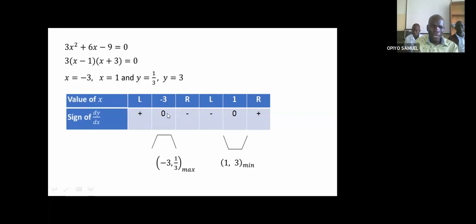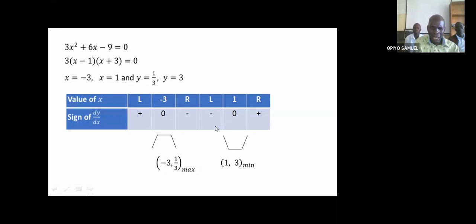So negative on the right means that the line is slanting from left to right. So it's a negative slope. Meanwhile, this is a positive slope. At the turning point, the sign of dy by dx is 0. That's why the curve has to be flat at that point. So this gives us a maximum at -3, a third. Doing the same for the second turning point, which is 1, 3, we get a minimum.